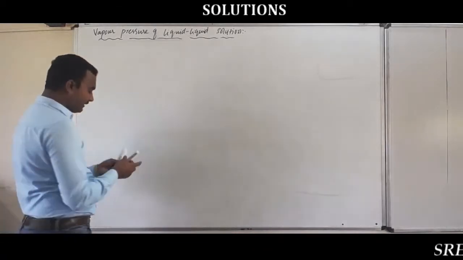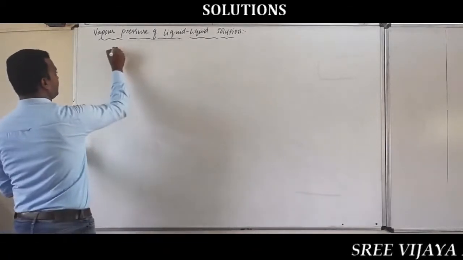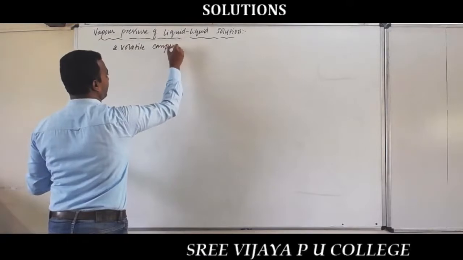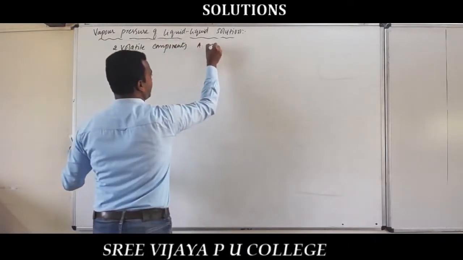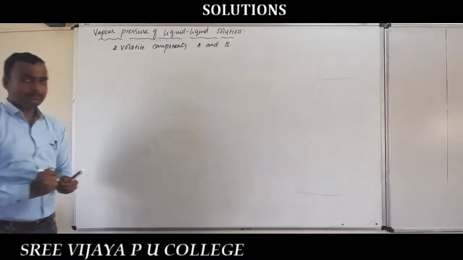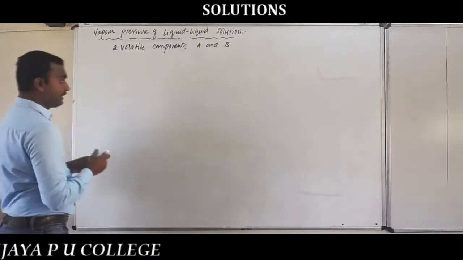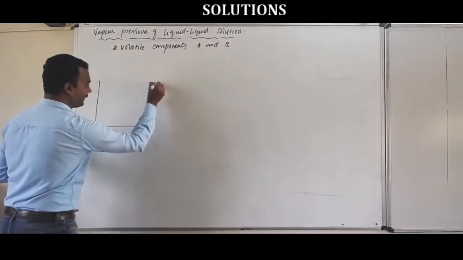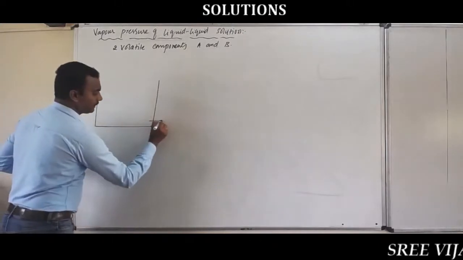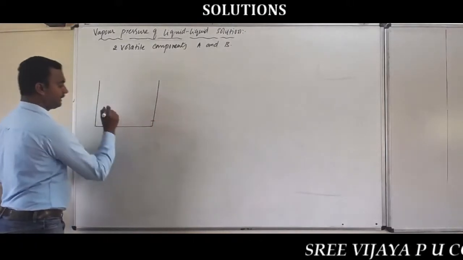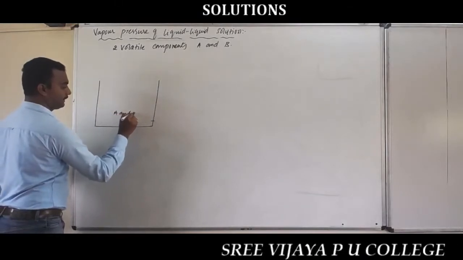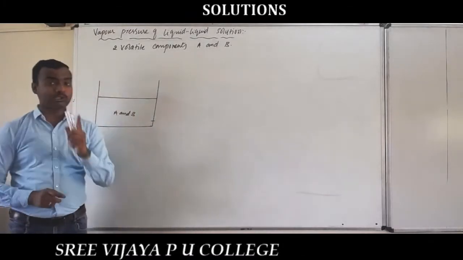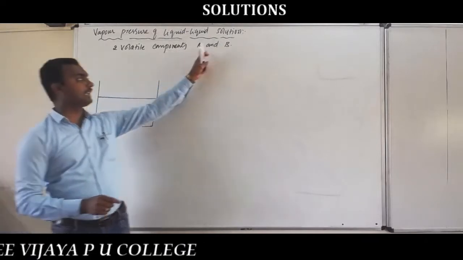So now, to explain this, I am going to take two components. Consider two volatile components, say A and B. A and B are the two volatile components. So again, here we are taking volatile components. That is the beaker, the container. Here I am going to take the two components, A and B. Both are volatile liquids. I have taken volatile components A and B.